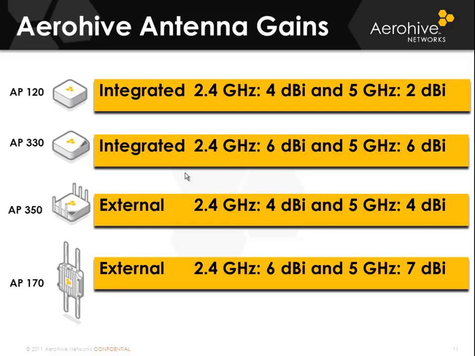The AP350 uses external antennas, works in both 2.4 and 5 gigahertz bands and uses a 4 dBi gain antenna. The AP170 was designed for outdoor use, and it uses both 2.4 and 5 gigahertz frequency bands, using a 6 dBi gain antenna for 2.4 and a 7 dBi gain antenna in 5 gigahertz.